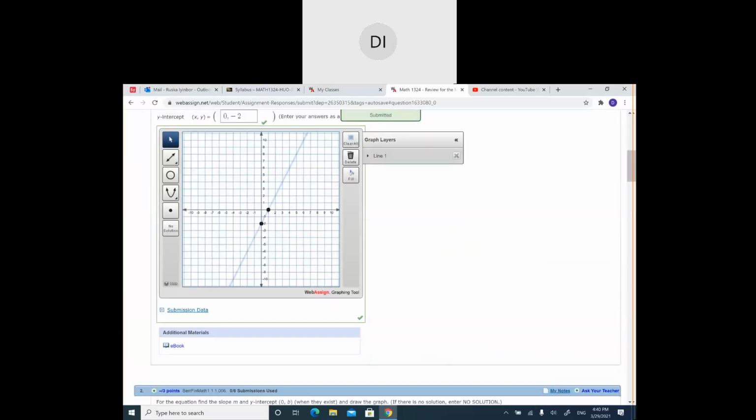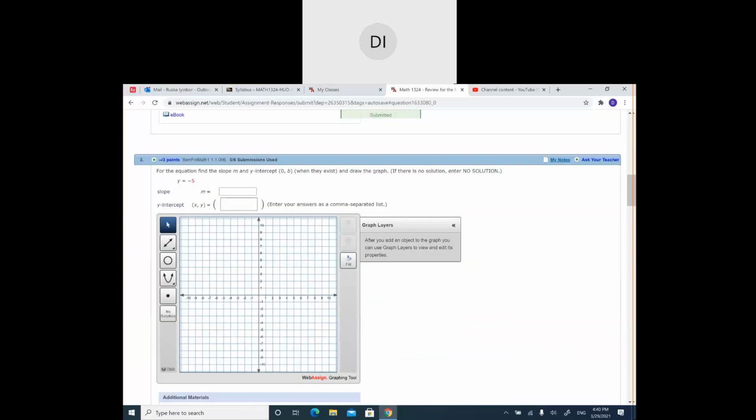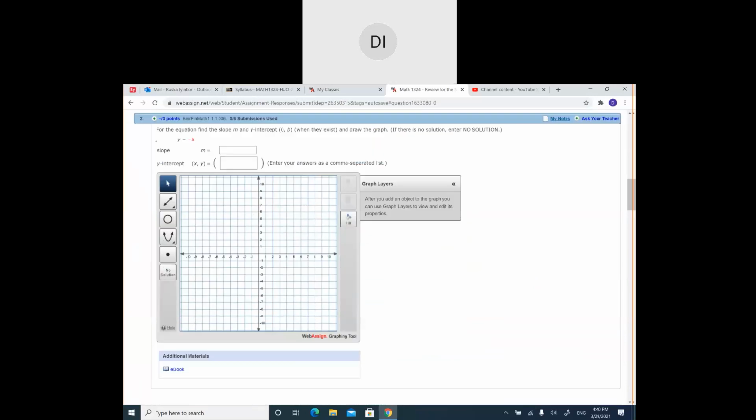Okay. Then you're going to go to number 2, which is the same idea. So I'm not going to do this. y equals negative 5. You're going to put the slope is what? The slope is going to be 0. And then the y-intercept is going to be (0, -5). So that's what you get. And then how do you graph y equals negative 5? So that's the equation of a horizontal line. So I'm going to click on the line again.